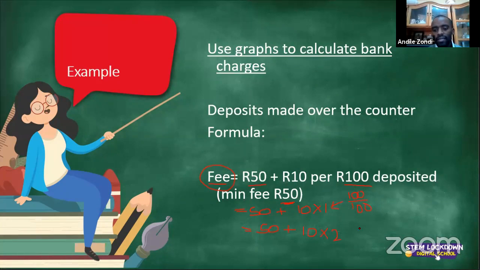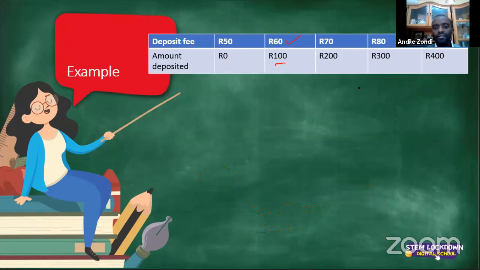If you're depositing 200 rands, how do you get this 2? You say 200 rands deposit divided by 100 because it's per 100, right? So, 200 rands, you'll be paying 10 times 2, which is 20 rands, plus 50, which is a fixed amount, and then there's your fee, right? And so on and so on.